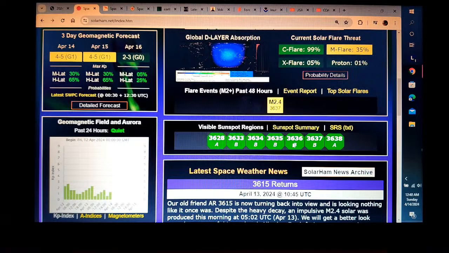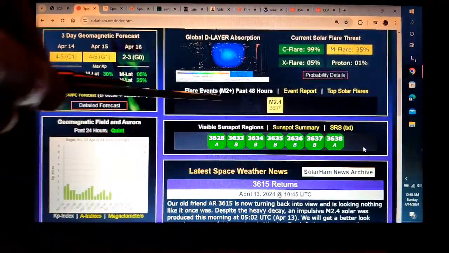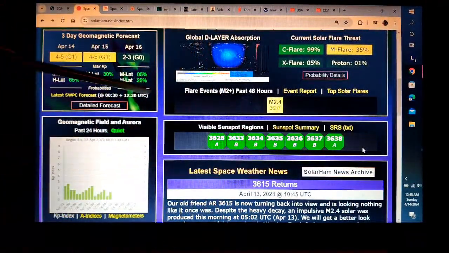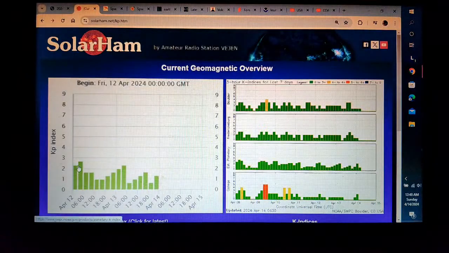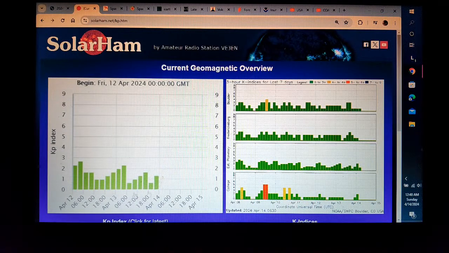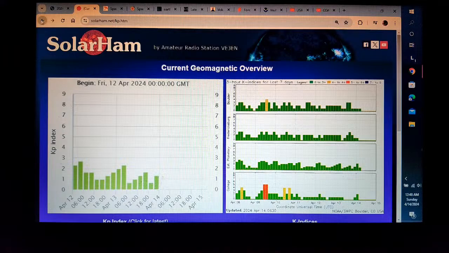Look at the change in sunspots here. We had 3 the other day, now we're at 7 of them. So the number of sunspots is growing as that region rotates around. Here's our KP. We had this little small absorption, but it's been very, very quiet lately as far as absorption on the KP, which is good.